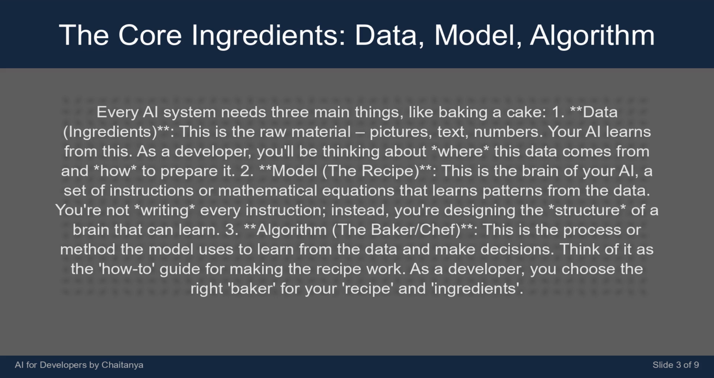3. Algorithm. The baker, the chef. This is the process or method the model uses to learn from the data and make decisions. Think of it as the how-to guide for making the recipe work. As a developer, you choose the right baker for your recipe and ingredients.